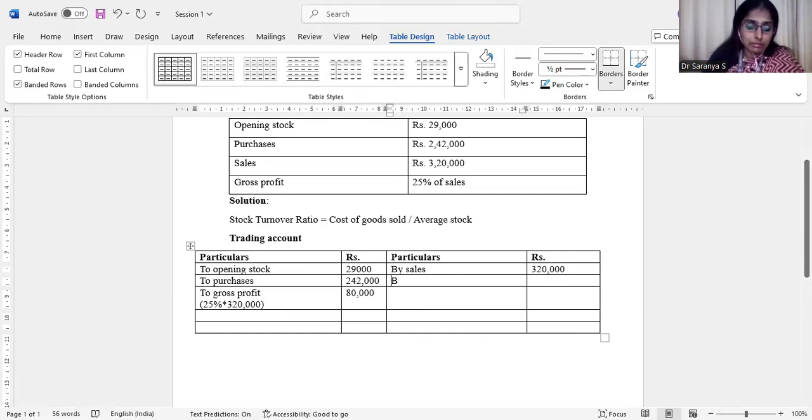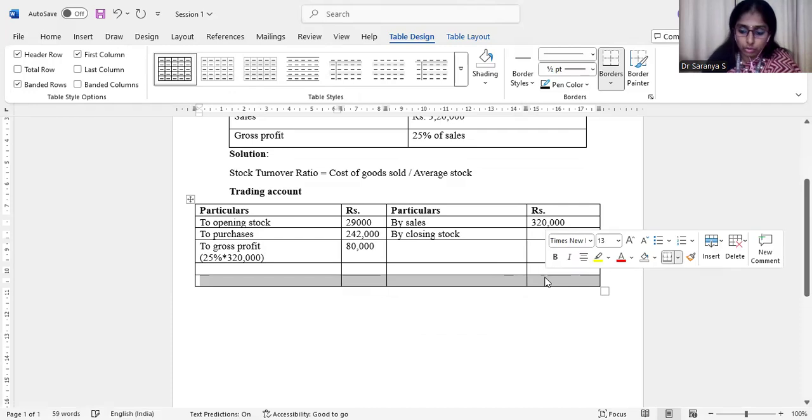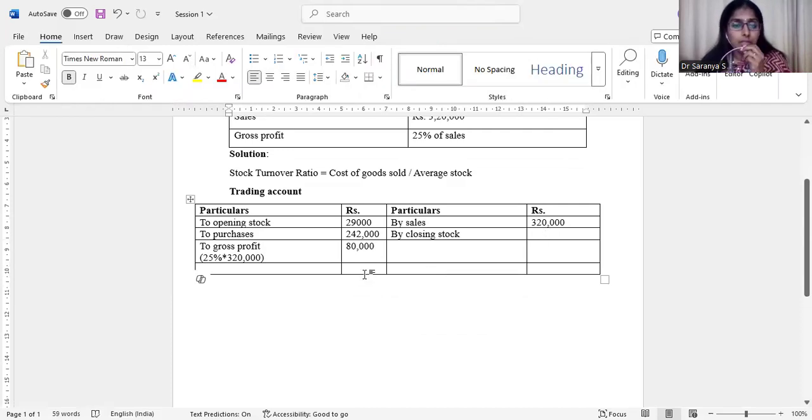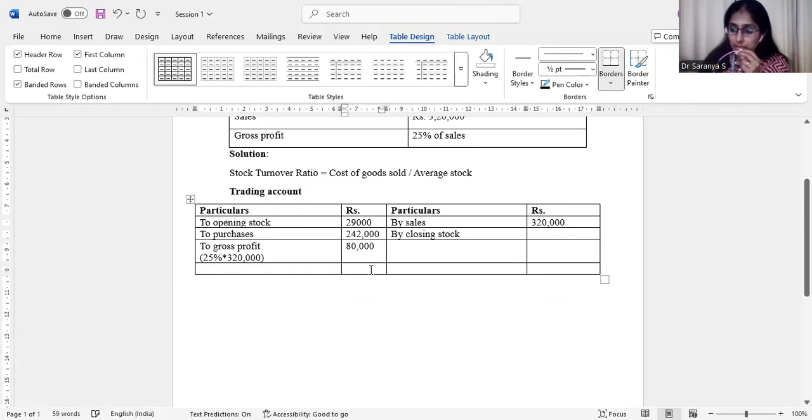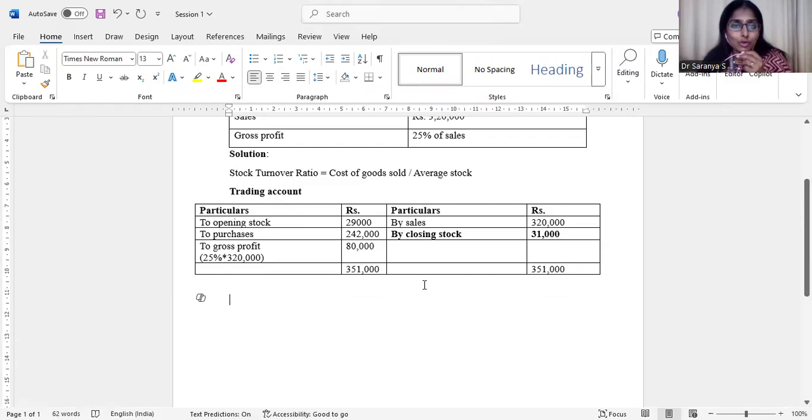Now the balancing figure will be called closing stock. Let's total it first. 29,000 plus 2,42,000 plus 80,000, we get 3,51,000. From that, when we deduct 3,20,000, we get 31,000. So the closing stock is the balancing figure, and I'm highlighting it here. Now we have the closing stock with us.